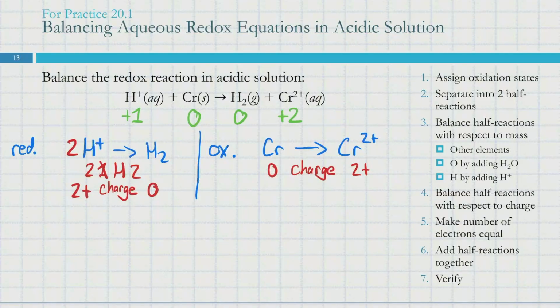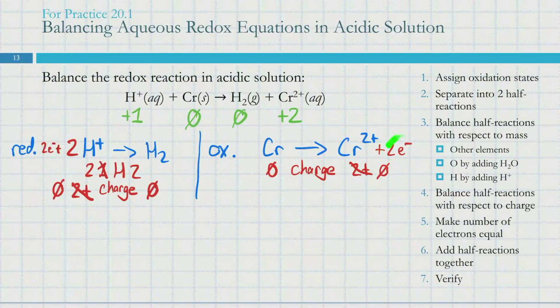So we're going to add electrons. Electrons have negative charge, so we can bring one of them down to match the other side. So we can add 2 electrons to the H+ side of our reduction half reaction. That will cancel out the 2+ and bring us back down to no charge. And then for our chromium half reaction, we can add 2 electrons to the product side to bring our 2+ down to a 0 charge. So now they're both balanced with respect to charge, and conveniently, our number of electrons is the same.